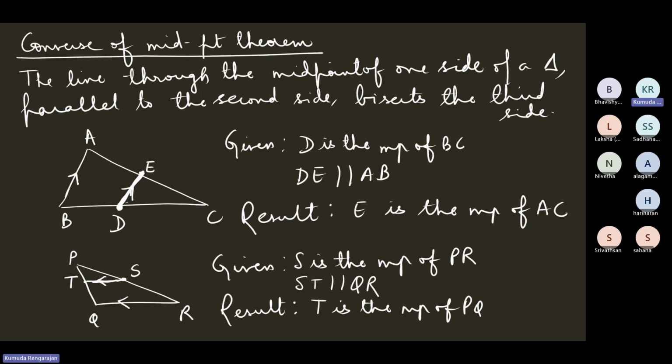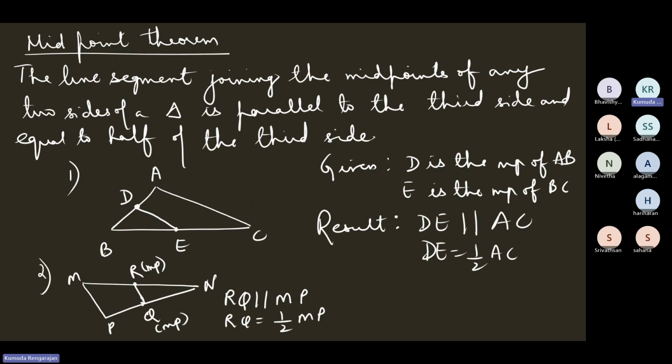Yeah, please write down, children. This is when you use the converse of midpoint theorem. If you know the midpoint of one side of the triangle, and if you have a set of parallel lines like this, then you can use the converse of midpoint theorem. When you know the midpoints of two sides of a triangle, then you can use the midpoint theorem and write the results.